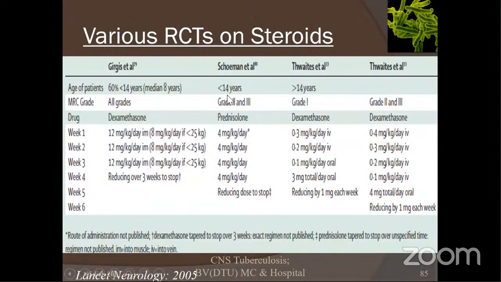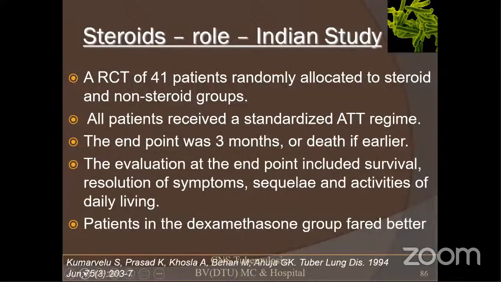And this is the Thwaites protocol which I follow: 0.3, 0.2, 0.1, and reducing by 1 milligram each week. Dexamethasone week 1, week 2, week 3, week 4, and you can adopt any of these. In the Thwaites et al. protocol, grade 2 and grade 3 start with 0.4, grade 1 starts with 0.3, and whenever there is a requirement you can give intravenous and then switch over to oral treatment as shown. So we have some guidelines for use of steroids in tubercular meningitis.